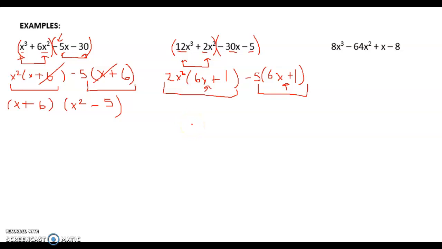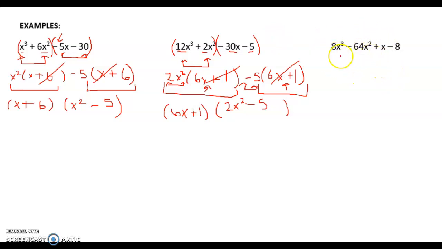I can go ahead and do a GCF again. I'm going to pull out that common factor, which is 6x plus 1. And those go away. And then I'm going to regroup. I got a 2x squared and I got a minus 5. So that's going to go in my next set: 2x squared minus 5. I have factored this one. All right, let's go to the last one.